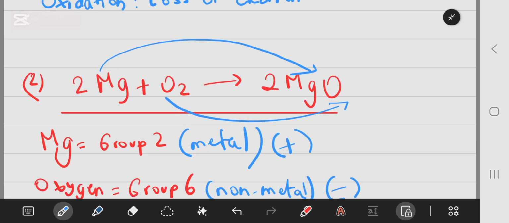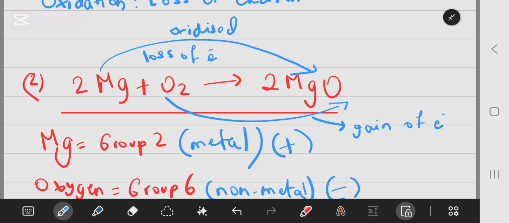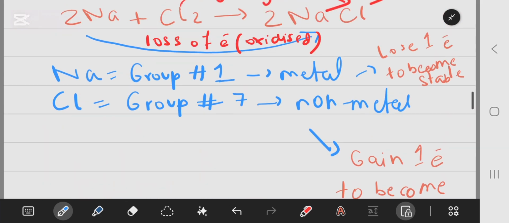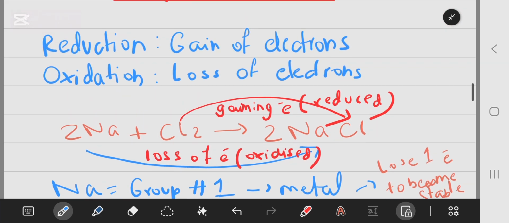Okay, so let's label them now. Magnesium has been oxidized, because it is losing electrons. And oxygen is gaining electrons, making it reduced. Oxygen has been reduced and magnesium has been oxidized. So now we are done with part 3 of redox reactions, which was in terms of electrons and gain of electrons.